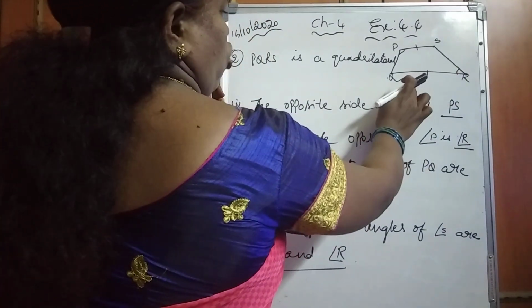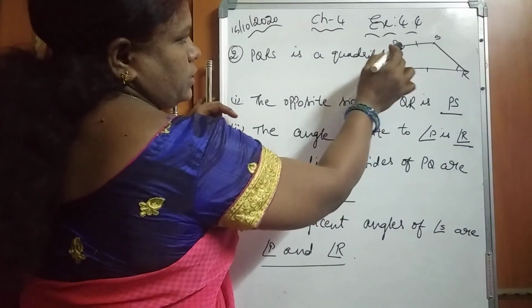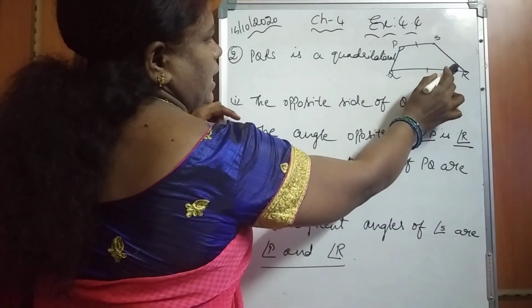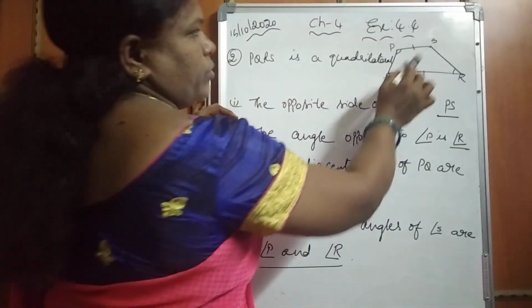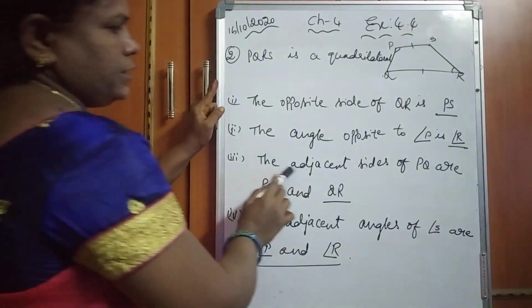QR is this one. The opposite side of QR is PS. Then angle opposite to angle P. This is angle P. Opposite to this is angle R. Then what is angle opposite to S? Q is angle opposite to angle S.